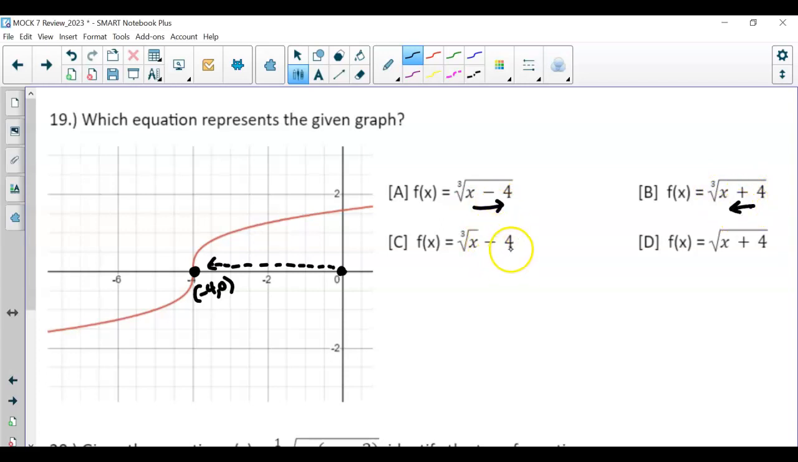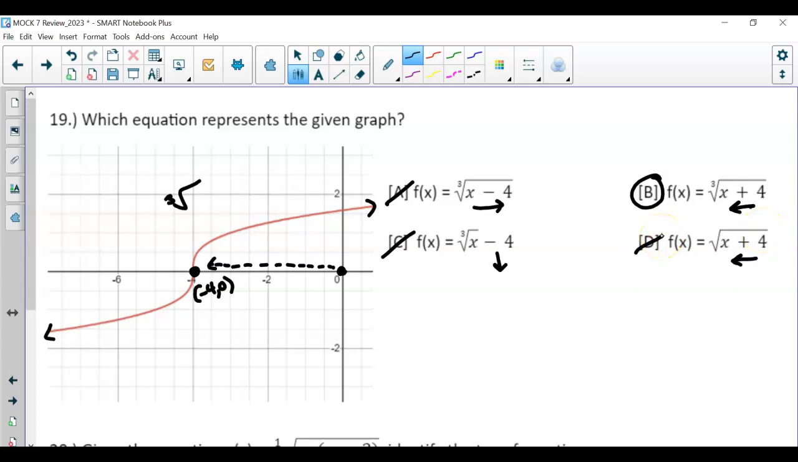Notice how this is outside, making that 4 units down. And here, this is also 4 units to the left. So I can go ahead and mark off A and C. Now look at the parent function. Remember, this full graph, this is the cubed root function. So that means here, that's why the answer is B, because notice how here, this is showing the parent function of the square root. So that's why the answer is B.